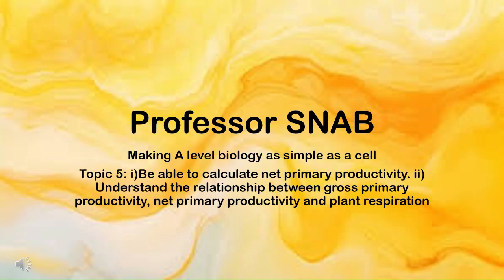So today we'll be able to calculate net primary productivity and understand the relationship between gross primary productivity, net primary productivity, and plant respiration. And this is quite an important topic to understand because they usually come up as 3-marker questions where you'll be expected to look at some data and be able to carry out the calculation. And it does come up quite frequently, almost every year, so it's quite important to know.